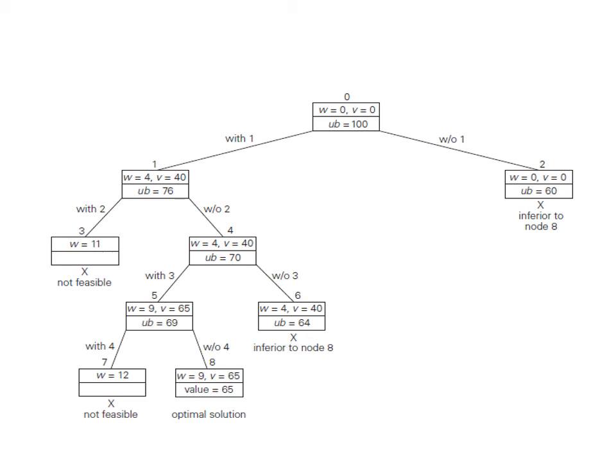So next we are going to consider the inclusion of item 4. If we are including item 4, then our small w becomes 9 plus 3, which is equal to 12, which is greater than the knapsack capacity. So it is not a feasible solution, so we are not going to follow it further. Then we are going to consider the exclusion of item 4. So if we are considering the exclusion of item 4, small w becomes 9 and small v equal to 65, and we have to calculate the upper bound.